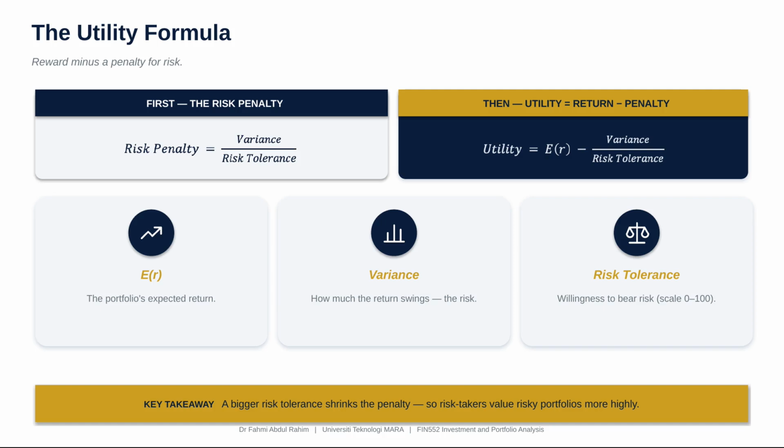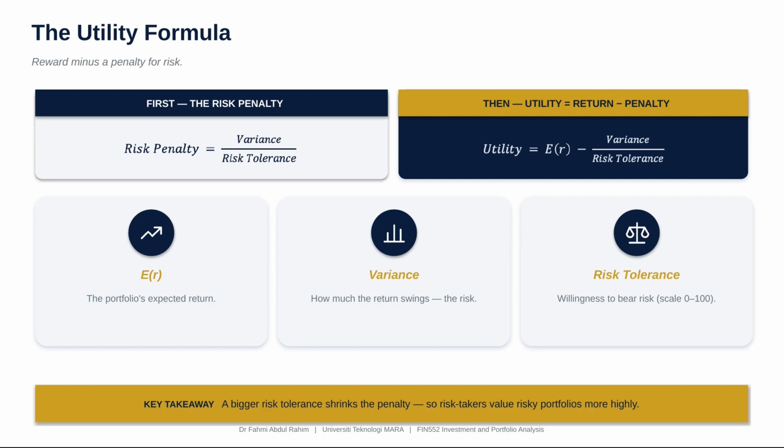Here is the utility formula, built in 2 simple parts. First, on the left, the risk penalty. The penalty for a portfolio's risk is its variance divided by the investor's risk tolerance. Variance, remember, is a measure of how much the return swings, the risk. Notice what this fraction does. A bigger variance, more risk, makes a bigger penalty, which is sensible, but a bigger risk tolerance in the denominator shrinks the penalty, because a brave investor is less bothered by risk.